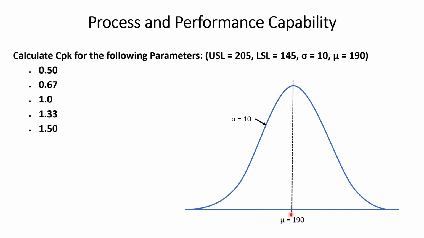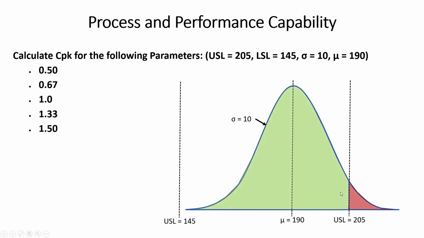We have a mean value of 190 and a standard deviation of 10. And if we overlay our specification limits, you can see that we're not centered between the spec limits. And basically what that means is everything in green here is going to be conforming to the specification, and everything in red here is going to be out of spec. And that correlates with our CPK value because we're going to produce a lot of non-conforming products.